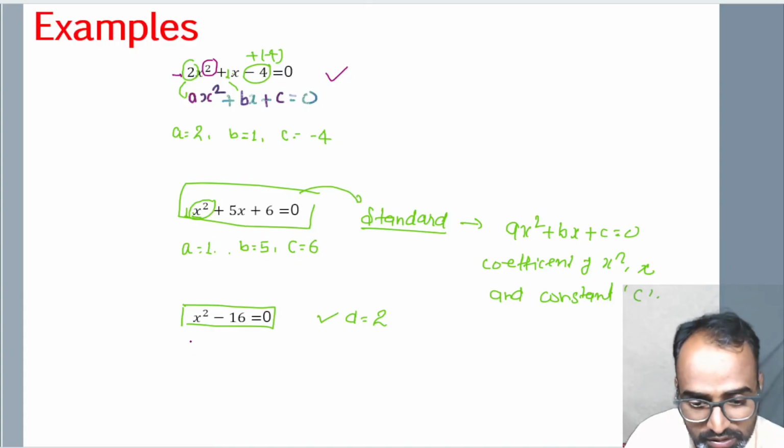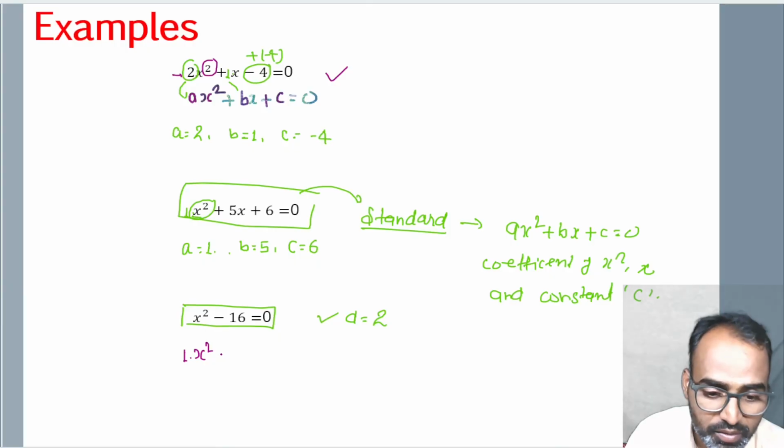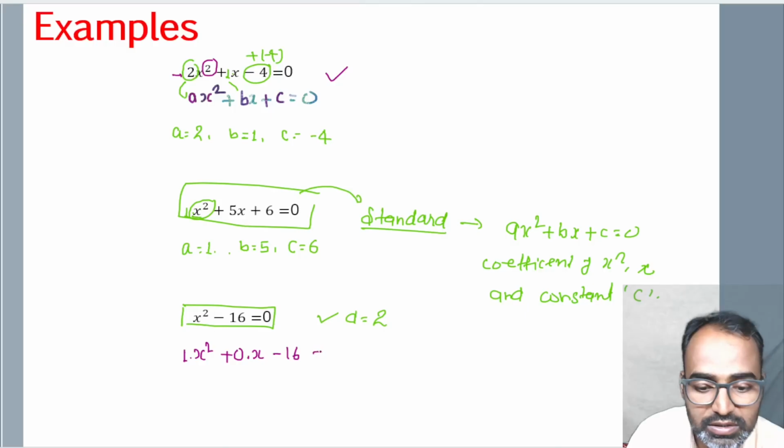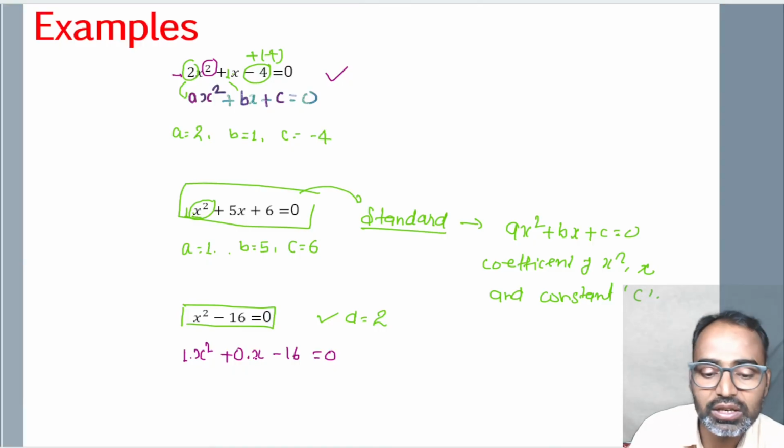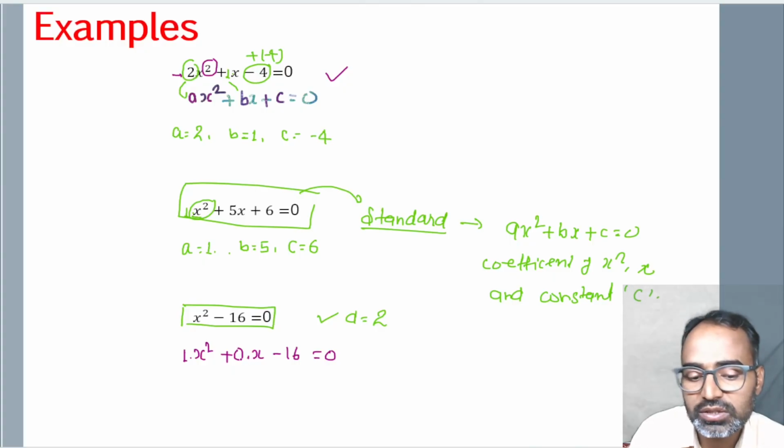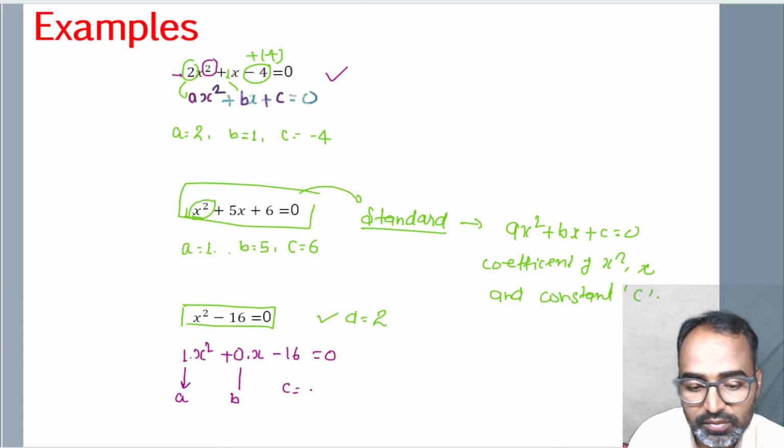Now see, here it can be written as 1 into x square plus 0 into x minus 16 is equals to 0. What we get here, we get by multiplying 0 into x, it would be 0. And by adding or subtracting 0 in any equation, there is no change. So we can write like this. And by writing this, we can find the value of a, b, and c.